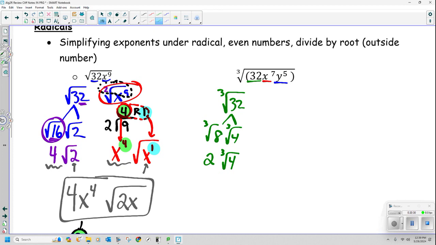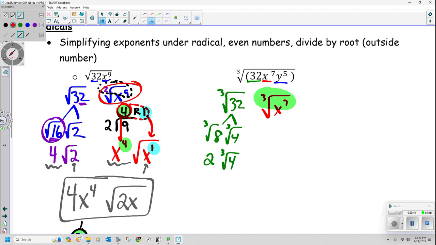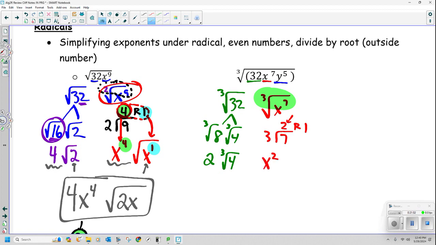All right, my x to the 7th. The same rules apply as before. This is the cubed root of x to the 7th. So it looks like I'm just dividing. 3 goes into 7, right? So how many times does 3 go into 7? 3 goes into 7 twice with a remainder of 1. Again, this tells me how many come out: x squared. How many remain in the radical? There's my 1, and that's a cubed root.